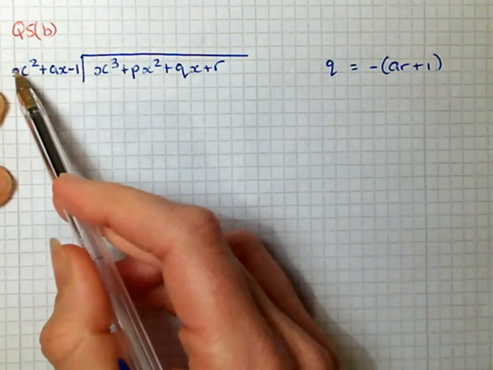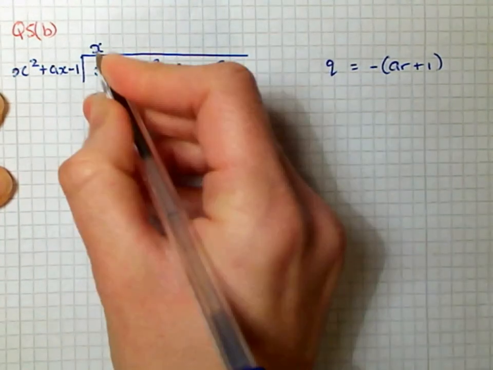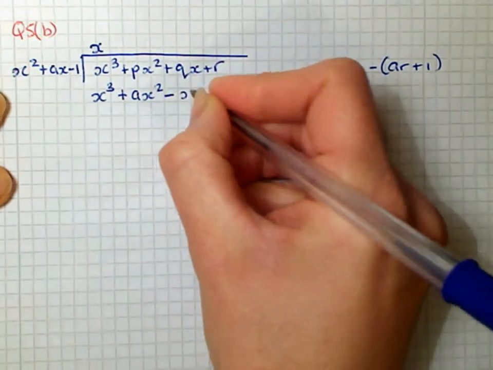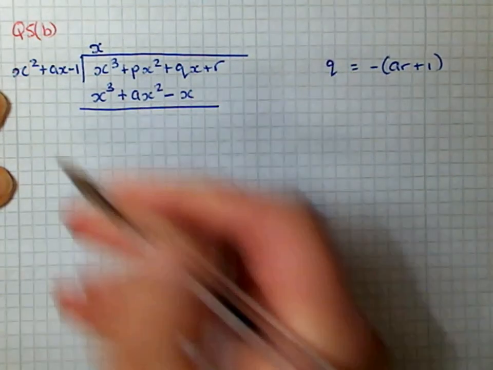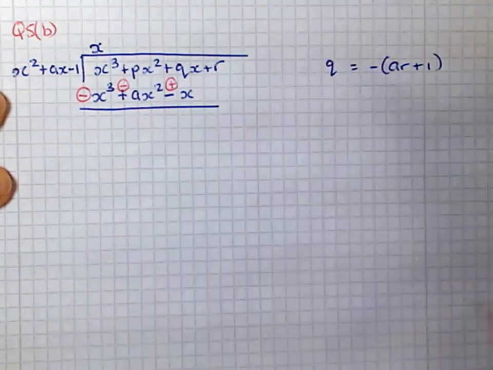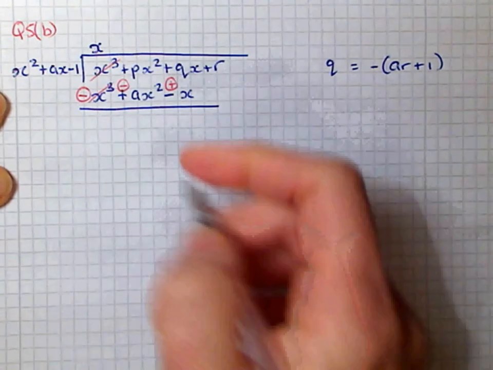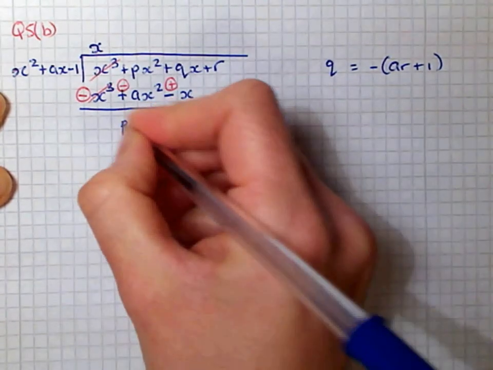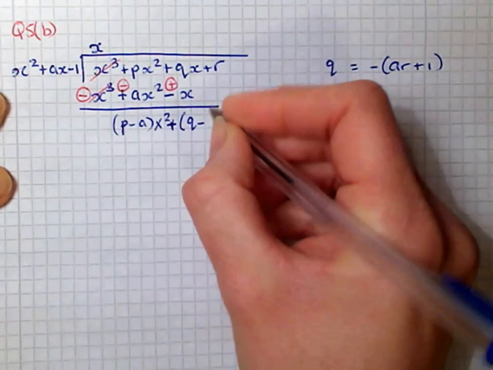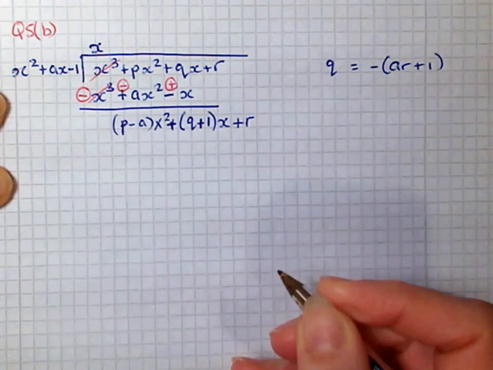So what do we multiply x squared by to give us x cubed? x by x squared is x cubed, x by ax is ax squared, and x by minus 1 is minus x. When we change the signs, there's going to be a minus, and there's going to be a plus. Adding the two lines together, x cubed and minus x cubed cancel, and you're left with (p minus a) by x squared plus bracket (q plus 1) by x, and then take down the r.